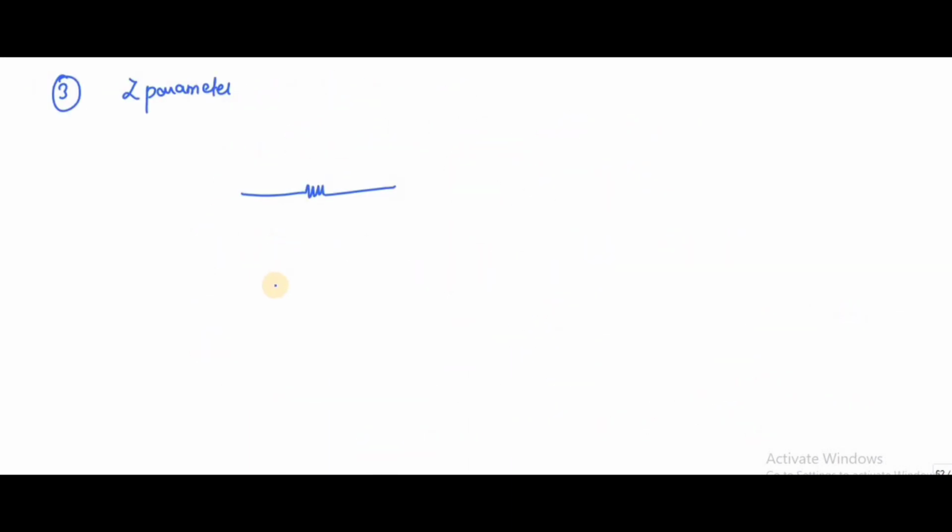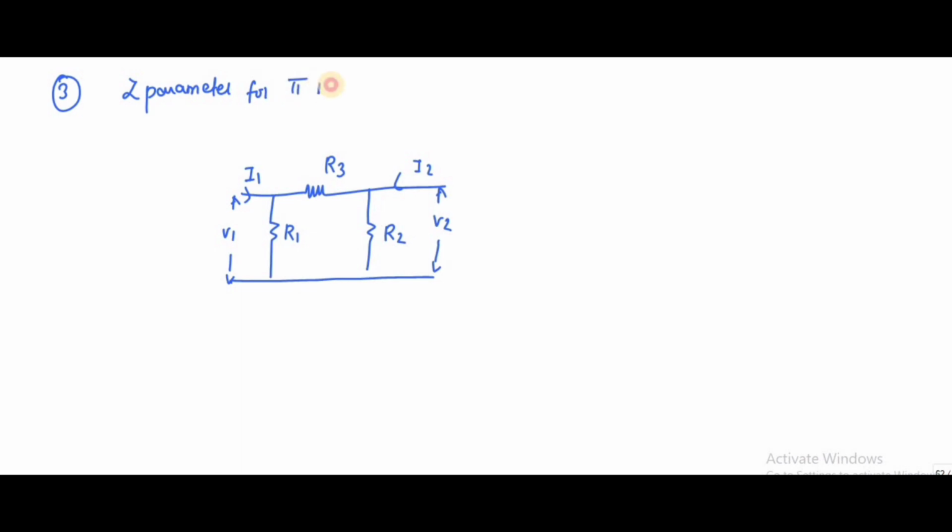Since it is in the shape of pi, that is 22 divided by 7, their values are R3, R1 and R2. The current flowing through this one is I2, and this voltage is V2, and the current flowing in is I1 and V1. So this is nothing but a pi network.